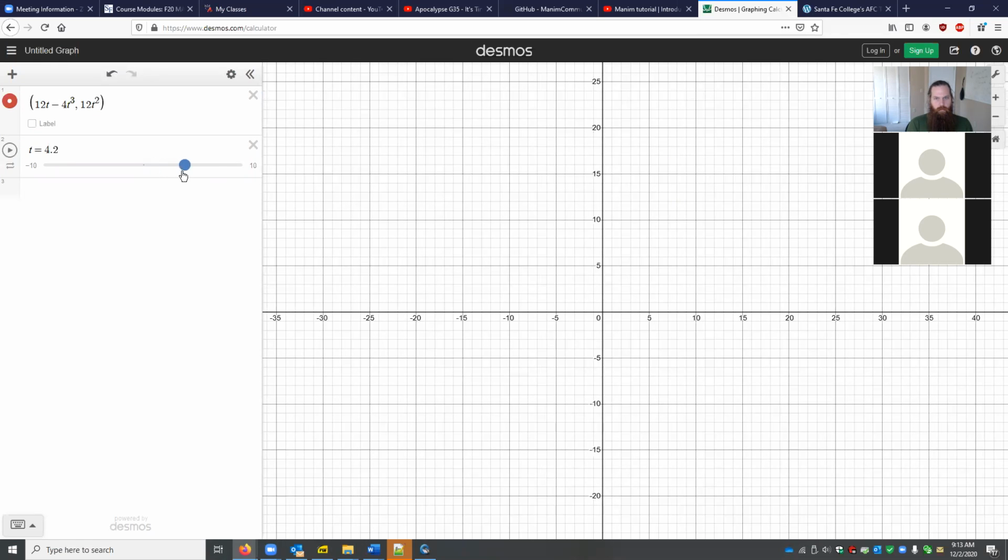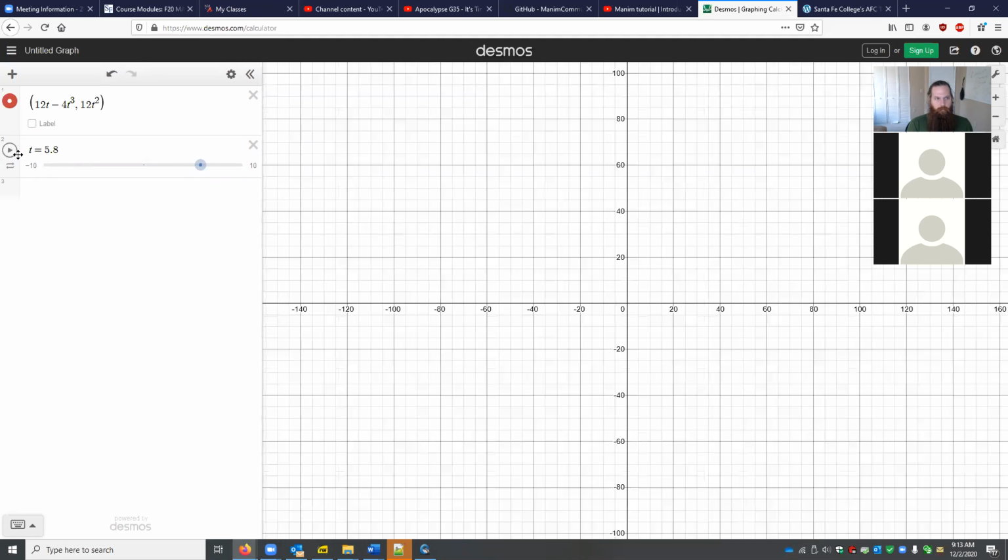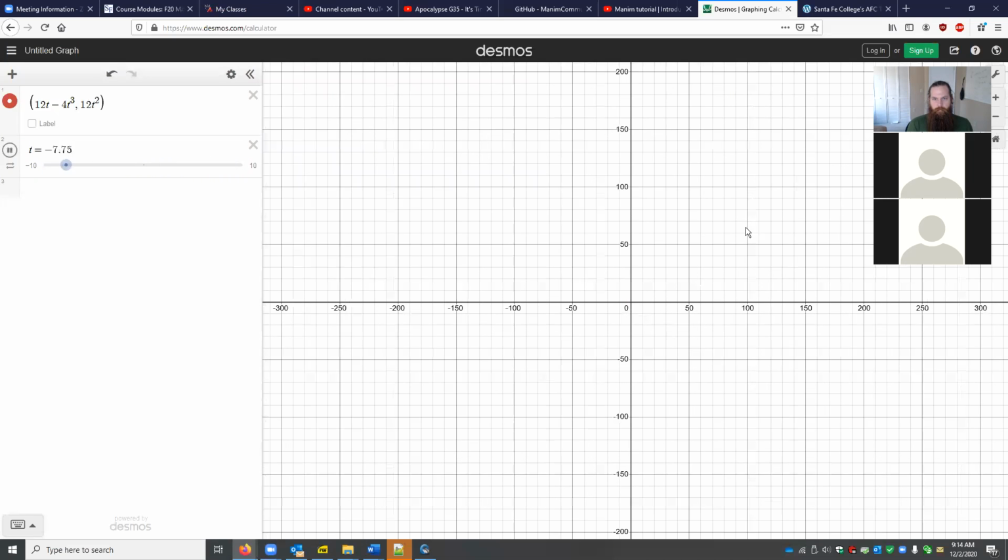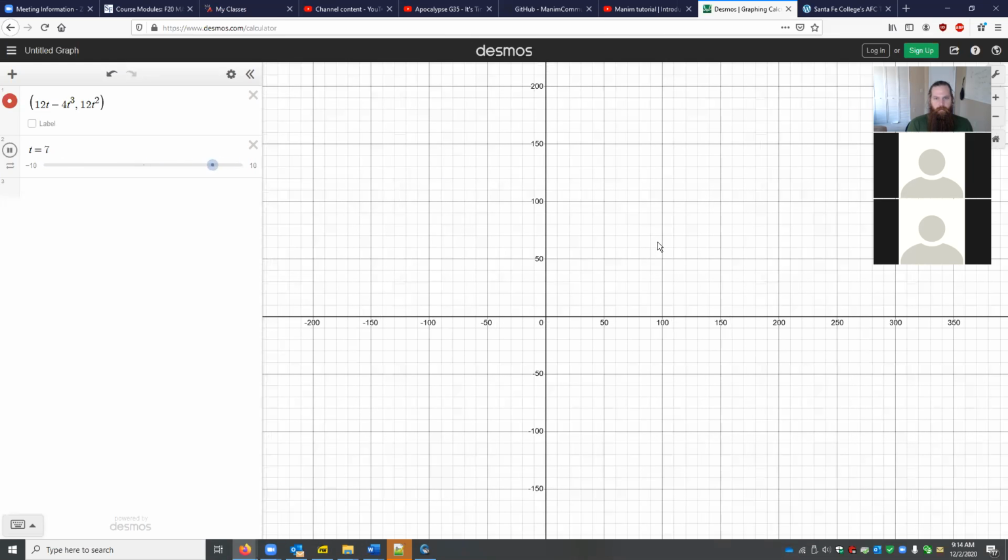What's this thing doing? Oh, it's doing something weird. I'll zoom out a little more. I still can't see it. Oh, there it is. Nifty. So can you kind of see the curve?